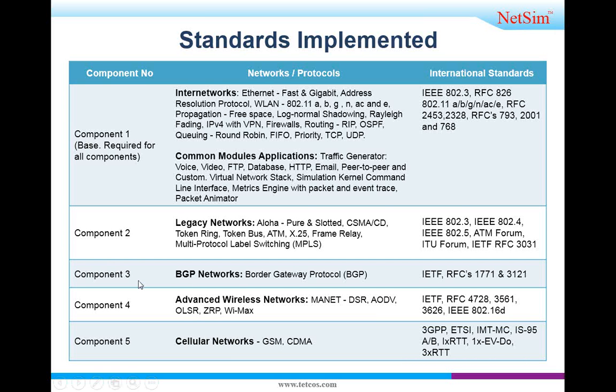Now component 2, legacy network, that is Aloha, pure Aloha, slotted Aloha, CSMA CD, token ring, token bus. Different legacy networks you can simulate in component 2. Now component 3 has BGP, border gateway protocol. Then component 4 is advanced wireless network, that is MANET, which includes DSR, AODV, OLSR, ZRP, and WiMAX protocol. Now component 5 has cellular network, which is GSM and CDMA.